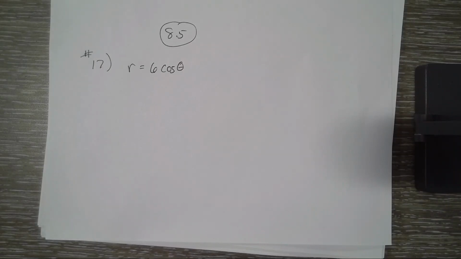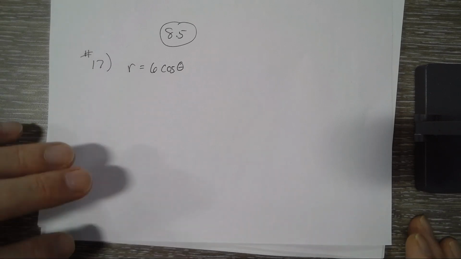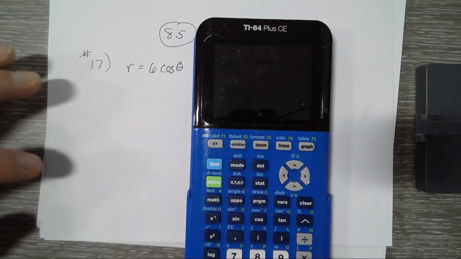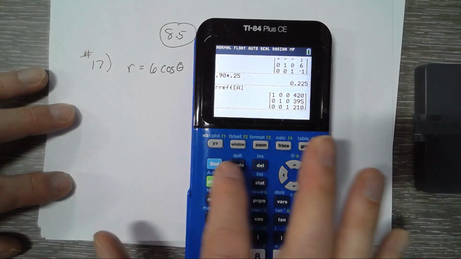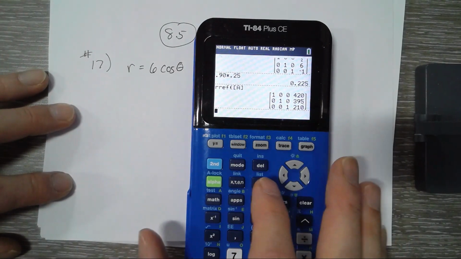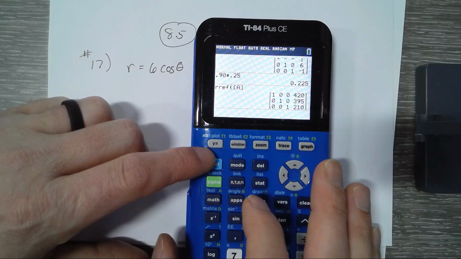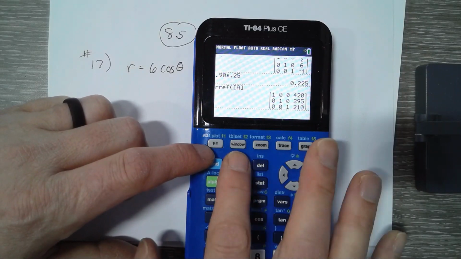8.5, number 17, sketch the graph of each polar equation. Since we're just kind of introducing ourselves to polar equations, I think it would be okay to immediately allow the calculator to show what we have here. Then I'm going to show you how we could do it by hand. So the mode needs to make sure we're in polar.